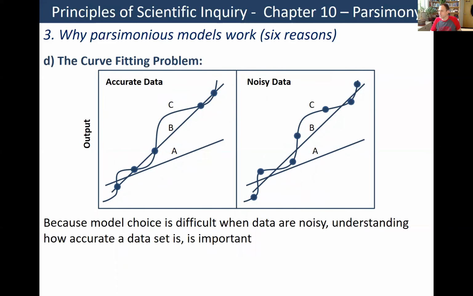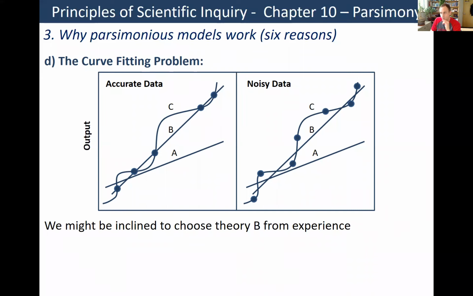Okay. Continuing along this theme, because model choice is difficult when data are noisy, understanding how accurate a data set is, is essential. If we know whether our data are accurate, we can better prioritize fit versus simplicity. So that's an important component of theory choice as well, knowing how accurate your data are. Now, I've already highlighted in this class that one of the real improvements made over time is in measurement tools in science. Measurement accuracy has greatly improved, to the point where perhaps in some circumstances we can expect more accurate data, and therefore we can hew towards fit more than simplicity.